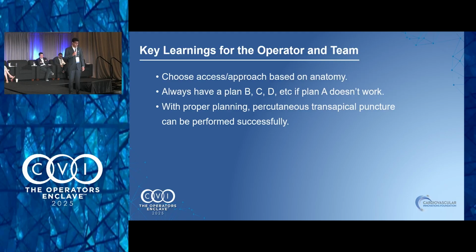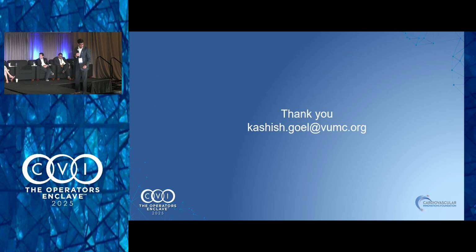But overall, I think the learnings were, next time I would probably just go transapical directly if I knew where the angles are, and always have a plan B, C, or D if A doesn't work, rather than keep trying and cause an injury. And percutaneous transapical access can be performed successfully. Thank you. That's an awesome case.